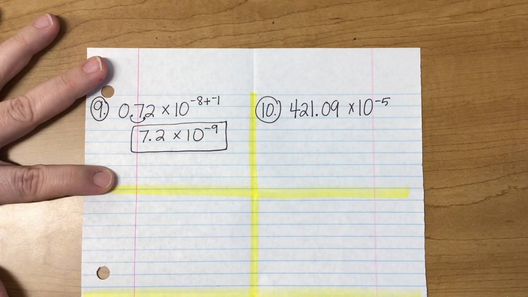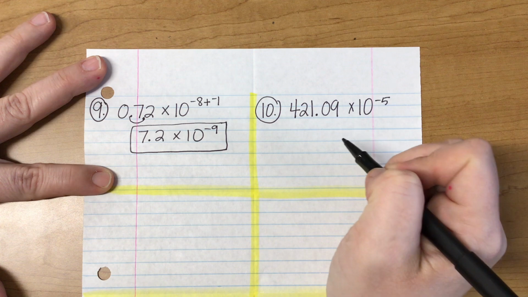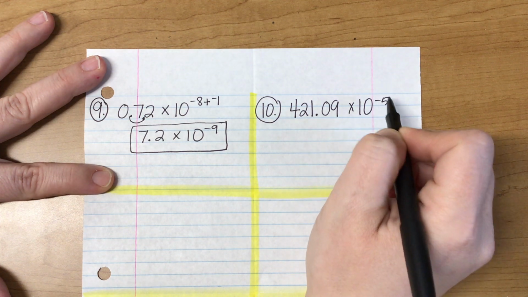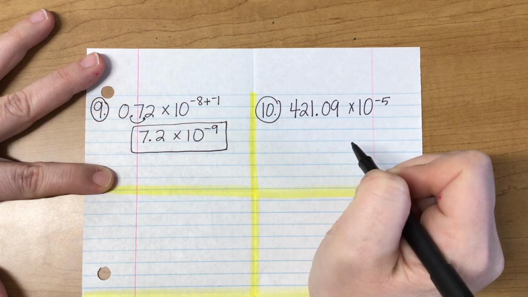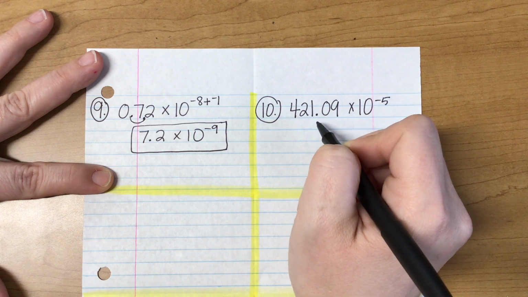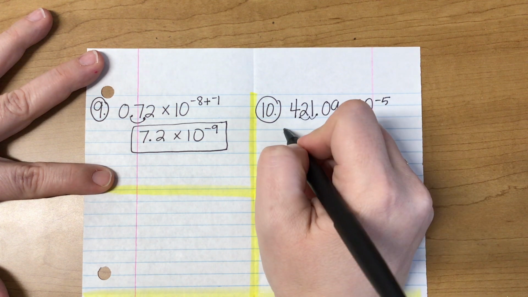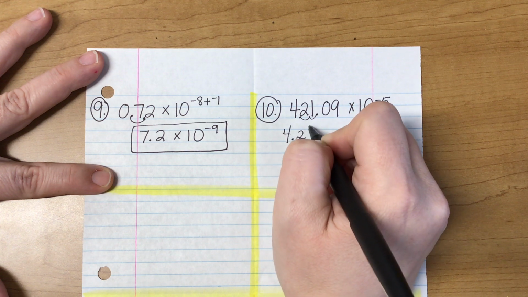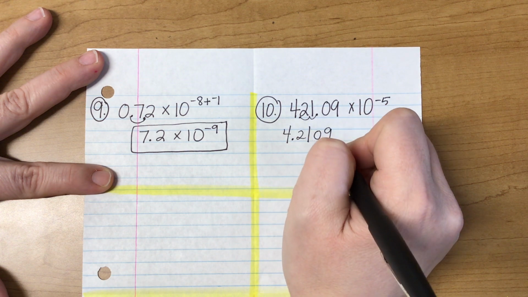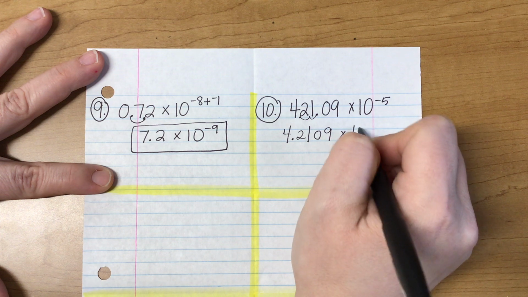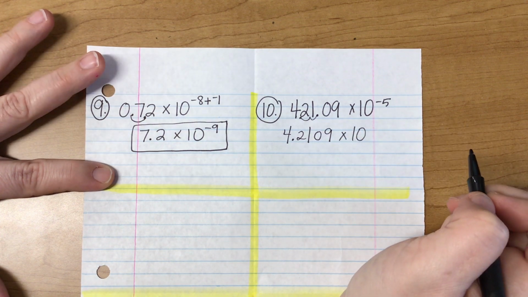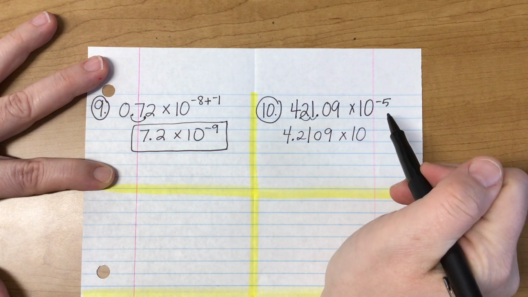Anybody try it on their own? Awesome, awesome. All right, so number 10. Awesome, way to go. It should be 4.2109 times 10. And it was a negative, right?